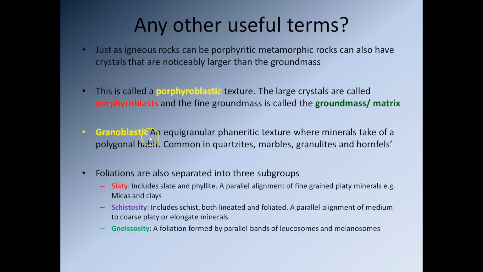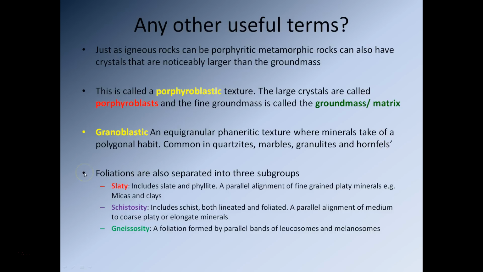We also have the term granoblastic. That simply means that your metamorphic rock has essentially a consistent and equal crystal size. So in a granoblastic rock, all the crystals will be approximately the same size. It's very, very common in rocks like quartzites and marbles and granulites and hornfelses.